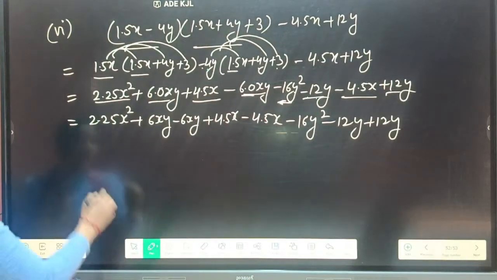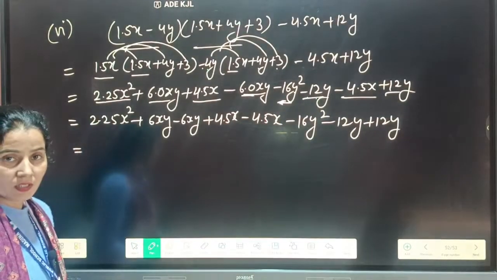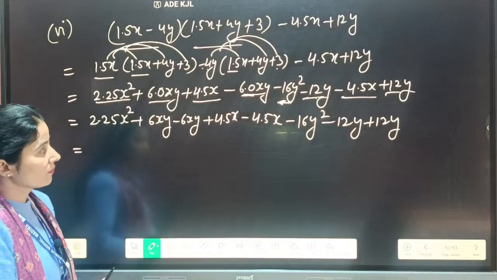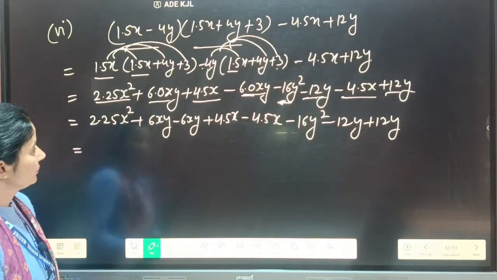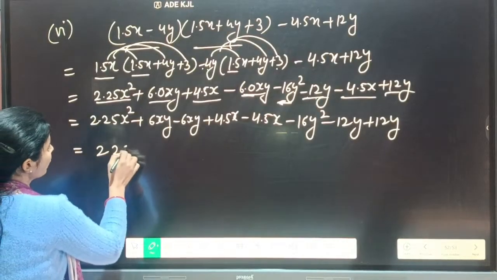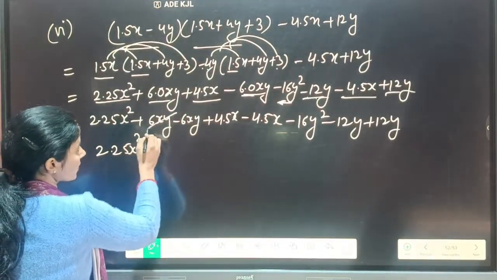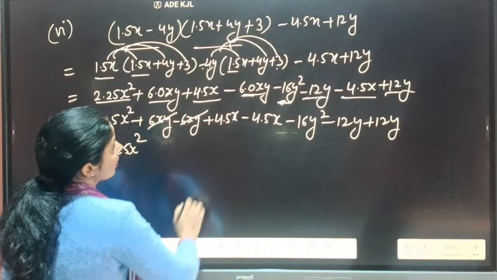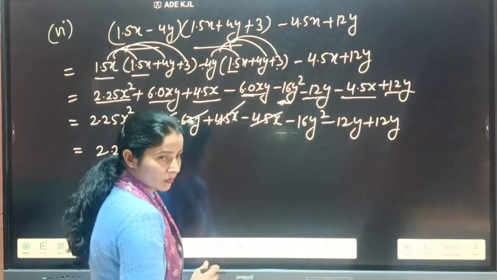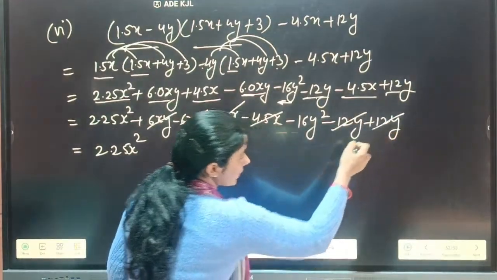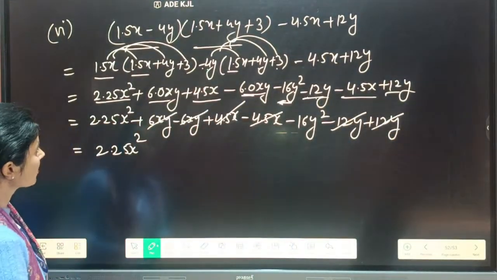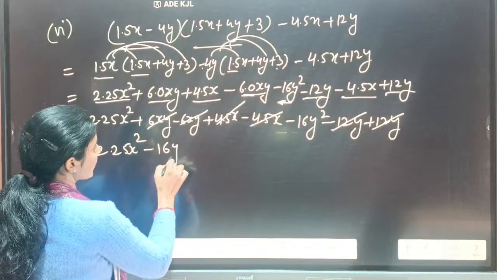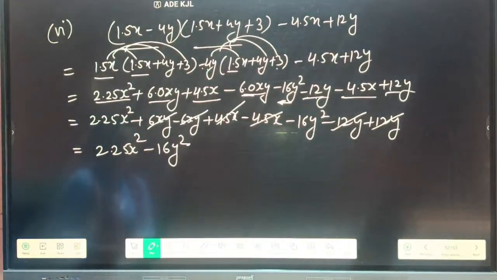Yes. Now simplify. If they are cancelling each other, you can cancel. If there is addition, you can add these two terms. And if subtraction, then you can subtract. But like terms. And the rest of the terms we will keep as it is. 2.25x square plus 6xy minus 6xy. Plus 6xy and minus 6xy will be cancelled. 4.5x minus 4.5x will be cancelled. Minus 12y and plus 12y will be cancelled. After cancelling, we will get 2.25x square minus 16y square. So this will be your answer.